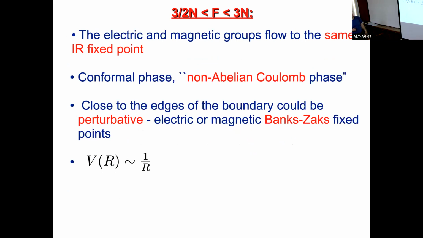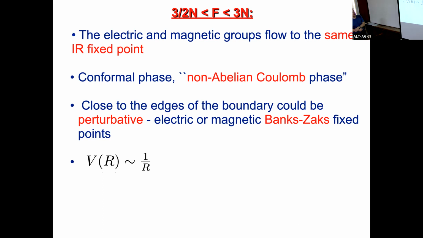All right. Now for the case between 3/2 N and 3N, that's another interesting example. You still have Seiberg duality, so both of these theories exist and are well-defined gauge groups. In this case, the claim is that both the electric and the magnetic gauge theory flow to the same IR fixed point. So the theory is at a conformal fixed point. It's in the conformal phase, often also called the non-abelian Coulomb phase, in the sense that it's an interacting gauge theory, but it's non-abelian, not a U(1) phase.